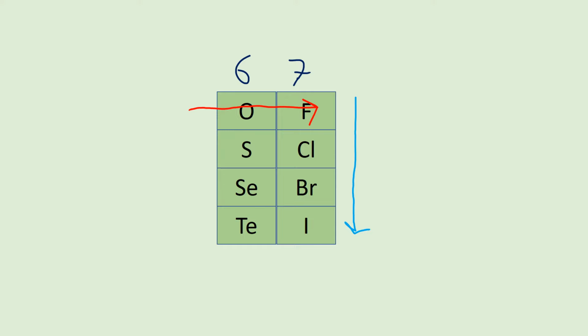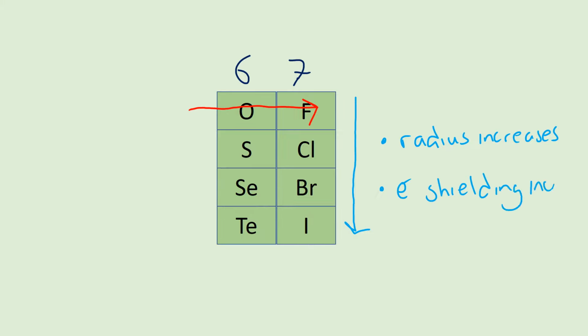Okay, as we go down the group, the radius increases. And also the electron shielding increases. This means that the electron affinity is less. So it's a smaller value. So the value for the first electron affinity of fluorine is more exothermic than the first electron affinity of iodine. And that is because as you go down the group, the radius increases and the electron shielding increases.